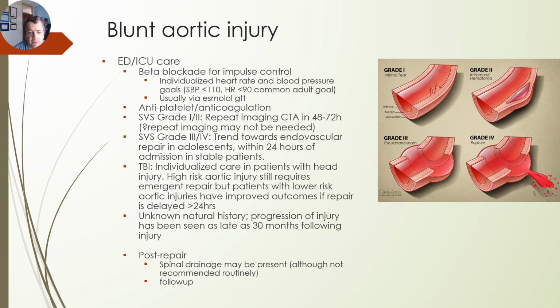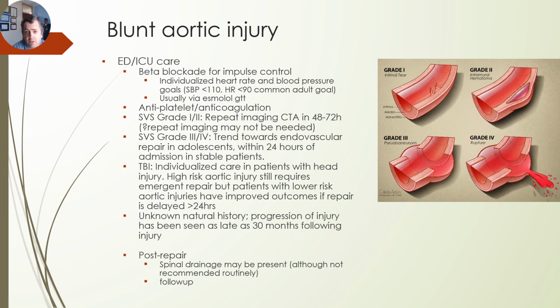Depending on the pattern of injury, antiplatelet or anticoagulation, for example, would not be used in a rupture, but in other smaller injuries may be indicated. The Society of Vascular Surgery has some recommendations for modality of repair as well as repeat imaging for these grades 1, 2, 3, and 4 injuries. In the setting of TBI, this requires some individualized care.